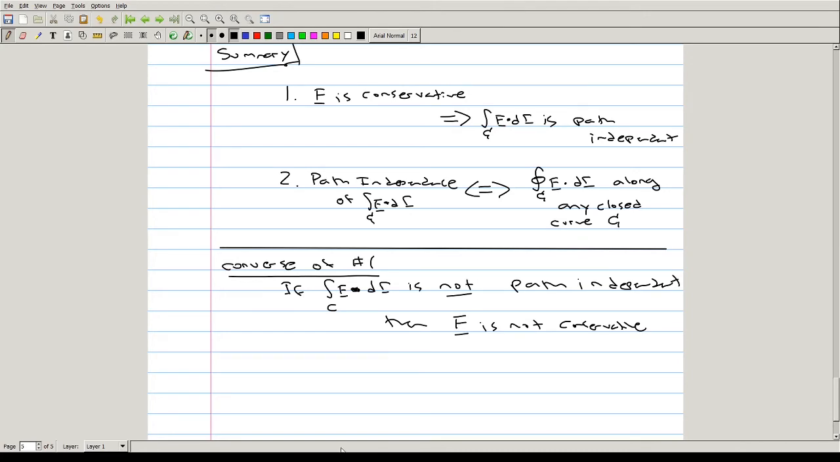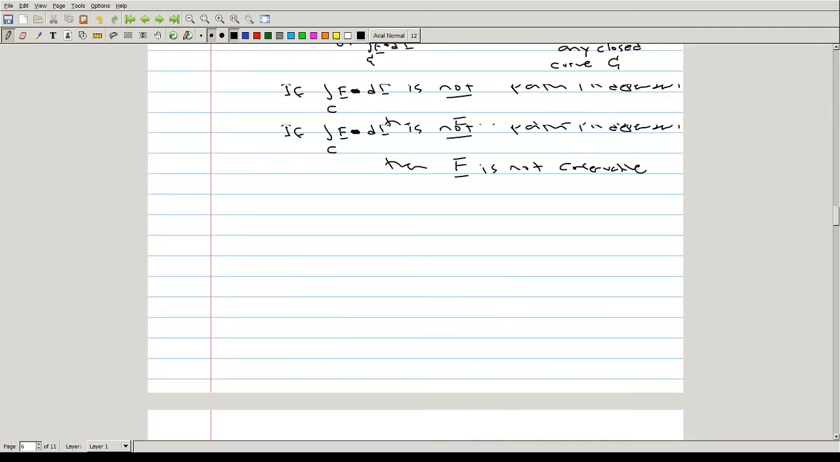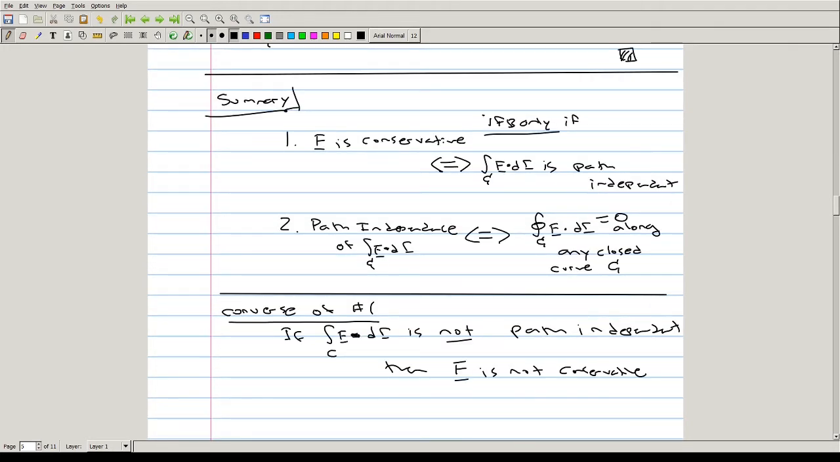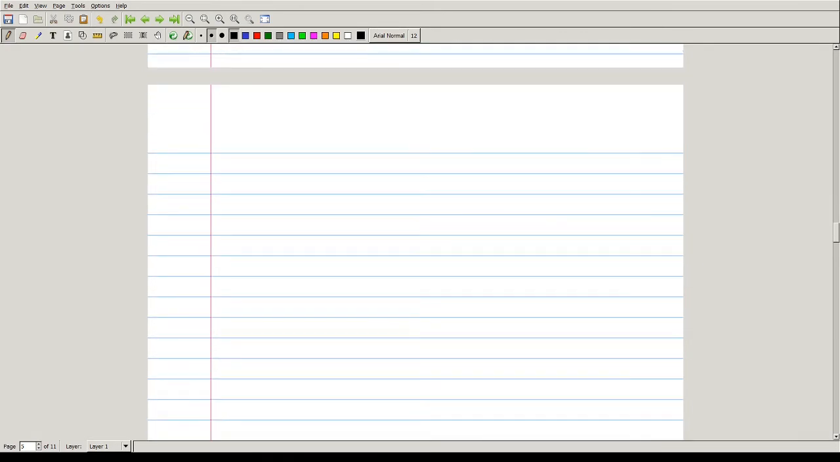And I will write up here the fact that this is in fact a bi-implication. So let's go through and quickly prove this statement right now. We'll prove the theorem that if the line integral of f tangent to the curve C is path independent, then f itself must be conservative.